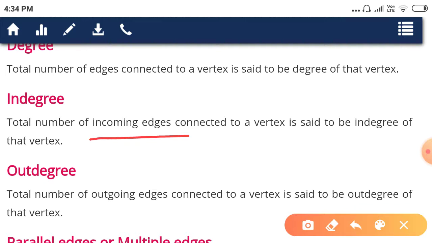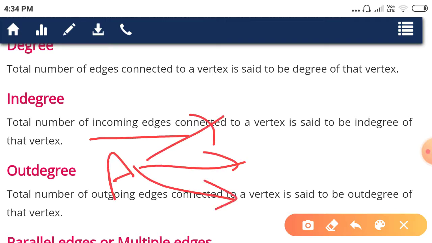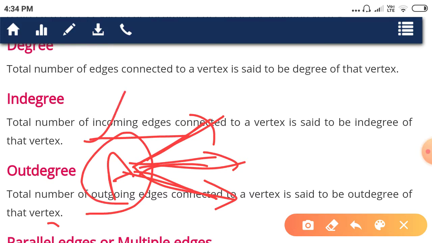Then out-degree: from the vertex, how many outgoing edges are there, that will become the out-degree of this particular vertex.